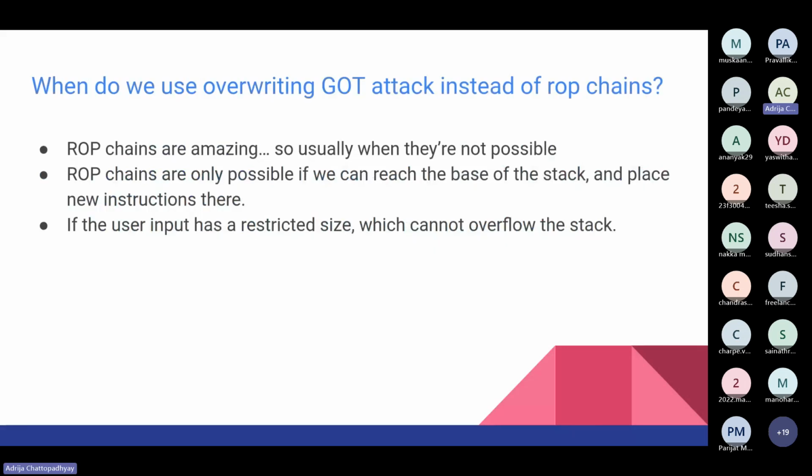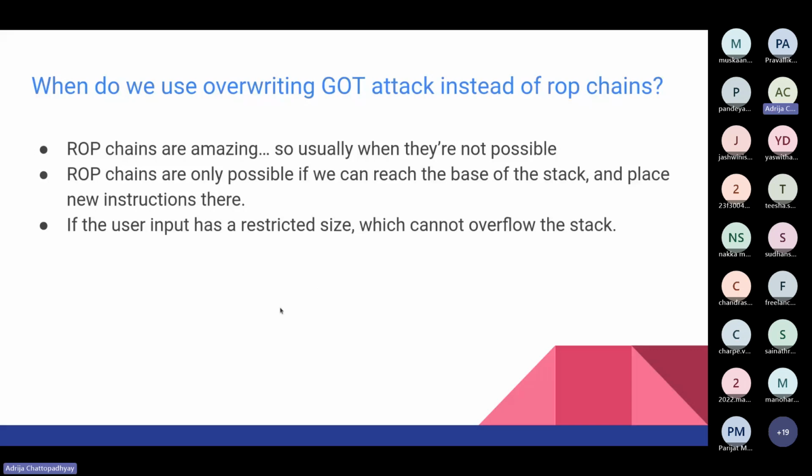Okay, when do we use overwriting GOT attack instead of ROP chains? Now this is where we come to the point. If we have ROP chains, why can't we just do that? They're much more powerful than writing onto GOT, because here you're only able to write something into an address. It's much more difficult actually because you need to write so many bytes into it. It's a little more calculated. So you only do this over just ROP chains when you can't do ROP chains.